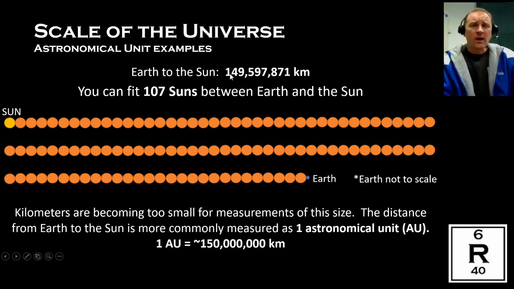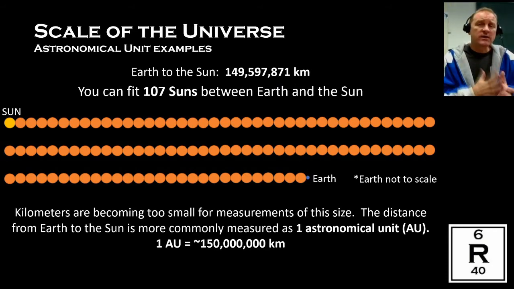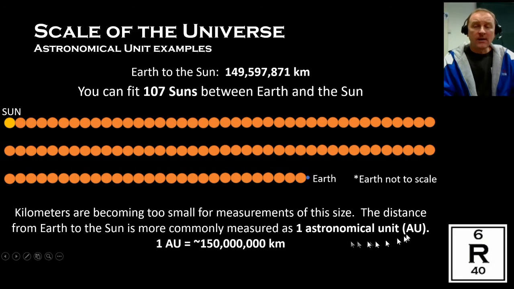We're talking 149,597,871 kilometers. These are big numbers. So what we're doing now is we're starting to move to a different type of unit. And that new unit we're going to be talking about is an astronomical unit. 1 astronomical unit is roughly 150 million kilometers. 1 astronomical unit is the distance from the sun to Earth. So the sun to Earth is an astronomical unit.